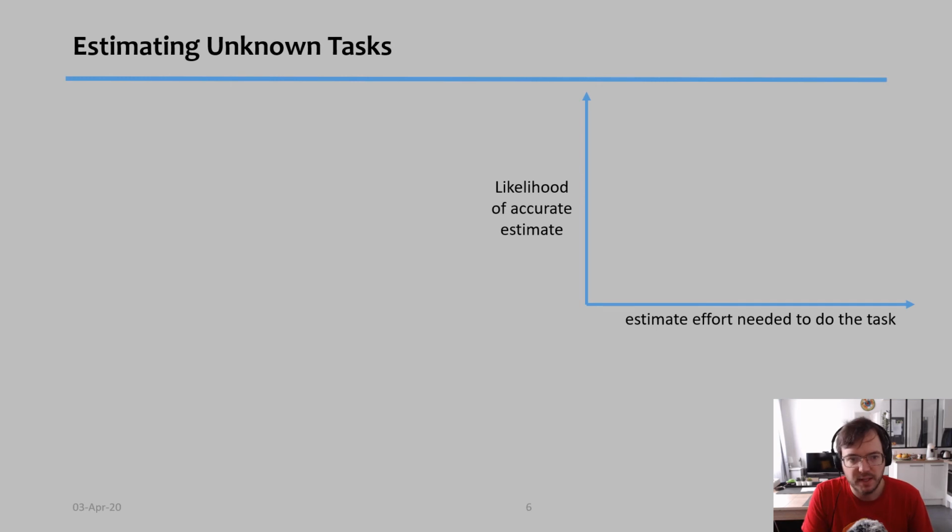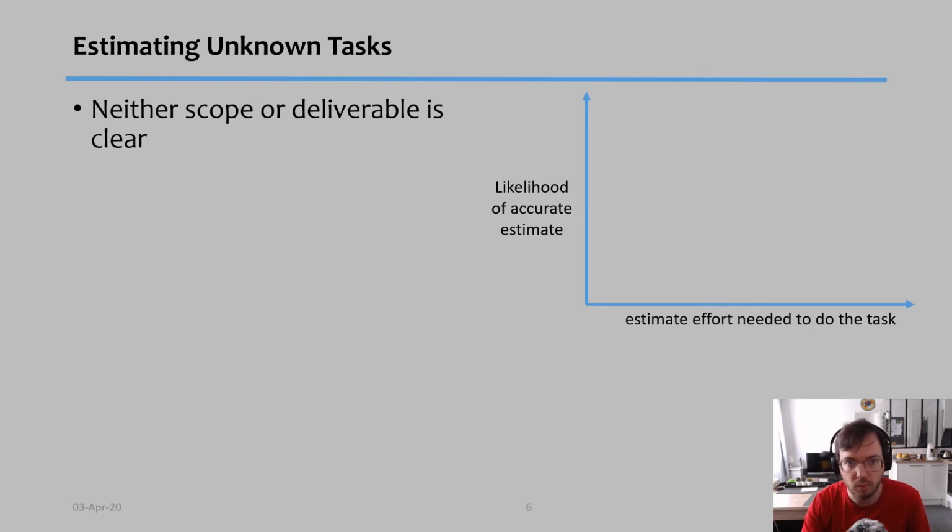The last type of task we have is called unknown tasks. And unknown tasks, like the name indicates, you don't know about them. These are tasks that you will have to do in the future, but you don't know yet that you're going to have to do them. So here we don't have scope and we don't have deliverable, obviously, because these are things we're going to have to do during the project that we could not predict. And therefore, these tasks are uncontrollable.